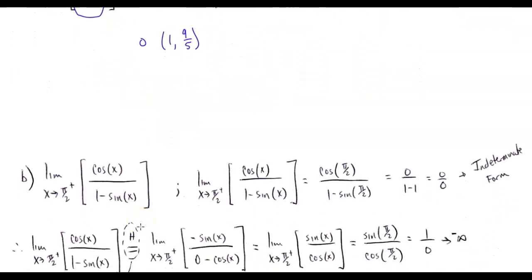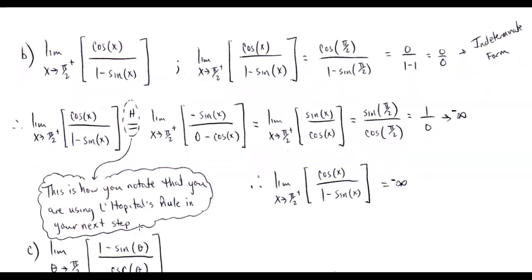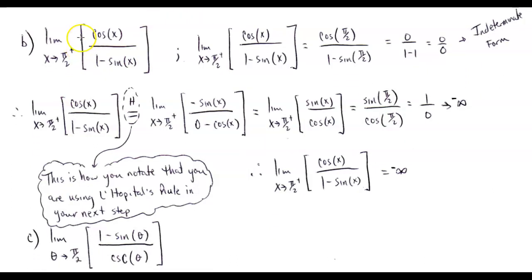All right, so let's look at this next example. This one I've already worked out here. If you notice, we are looking at the behavior of this function, which is cosine x divided by 1 minus sine x, as x approaches pi over 2 from the right. If I just plug in pi over 2 everywhere I see x, I'm going to get the indeterminate form 0 divided by 0. So this lets me know that I'm going to be using L'Hopital's rule, because this is an indeterminate form for that. So I rewrite my limit, make sure that I use the notation here, and then take the derivative of the numerator and denominator.